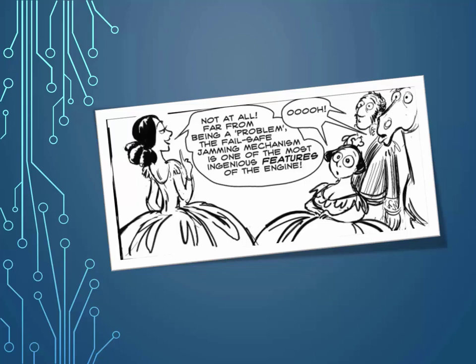Sadly, we didn't find one. Instead, we found something that is the opposite when trying to specify hardware IP features. So the main thing that we want to avoid by using formal language is unwanted or ambiguous features, like in the comic we have here: the fail-safe jamming mechanism is one of the most ingenious features of this engine. Sometimes we might find this out of the hardware IPs, undocumented features, right?